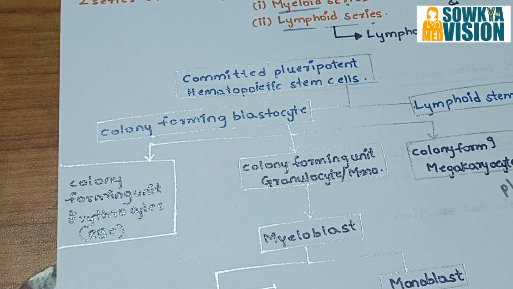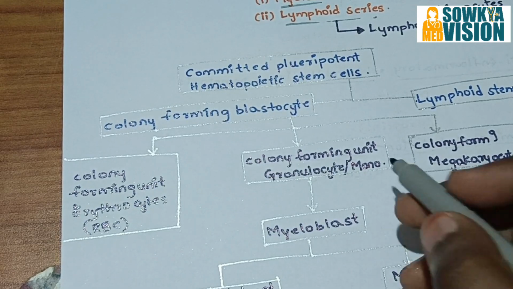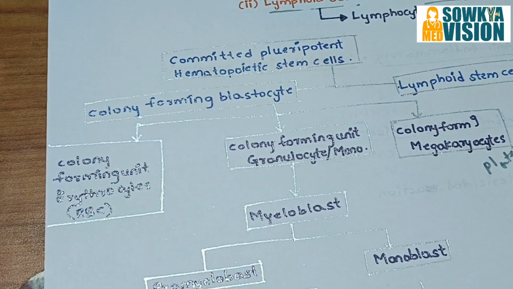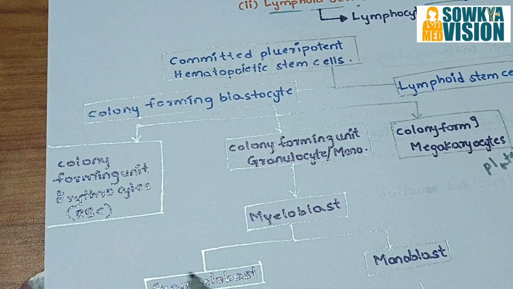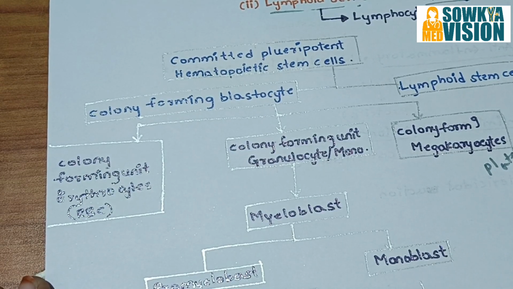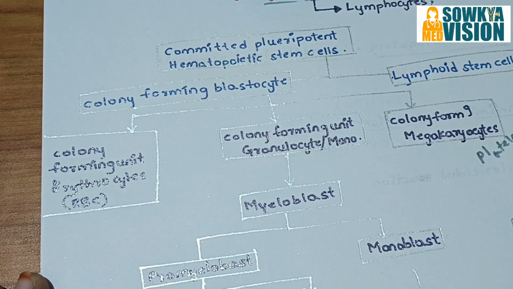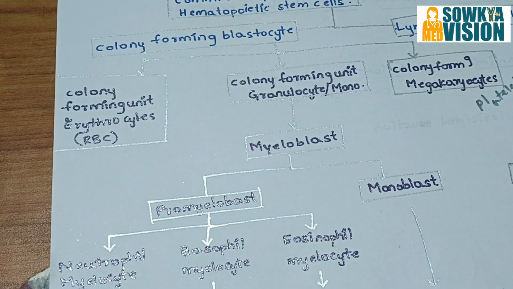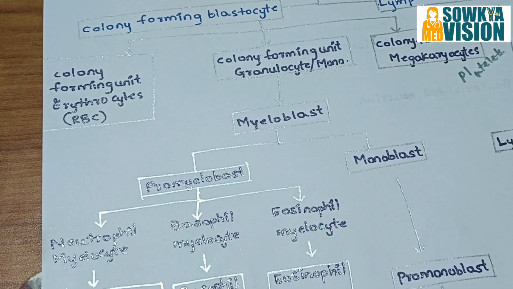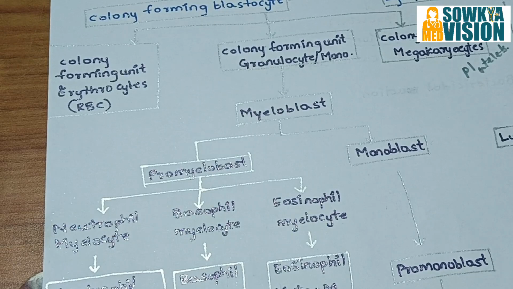So here the colony forming unit granulocyte or monocyte is going to give myeloblast. Yes, they are going to form into myeloblast. See here, this myeloblast again divides into two, promyeloblast and monoblast. Here the promyeloblast develops into three: neutrophil myelocyte, basophil myelocyte, eosinophil myelocyte.